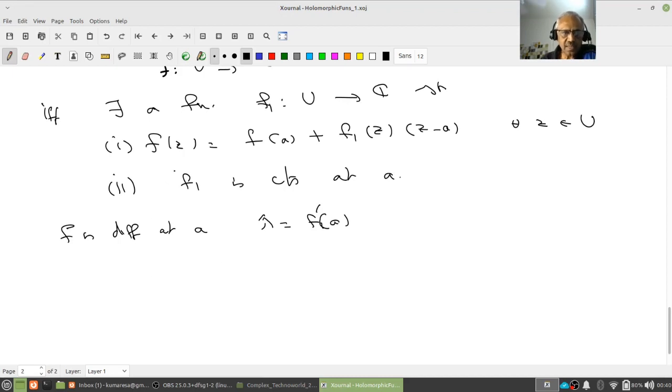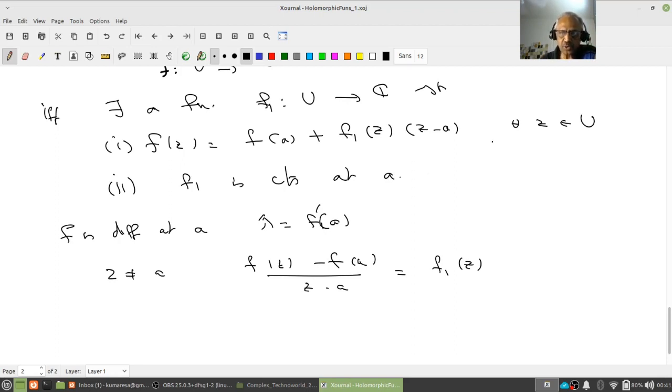Now I want to find an f1. Remember, for every z in U, this first equation should hold. When z is not equal to a, then f of z minus f of a by z minus a must be equal to f1 of z. I am just working backwards. If the first equation is to be true, then my f1 of z is clear: it should be f of z minus f of a by z minus a.